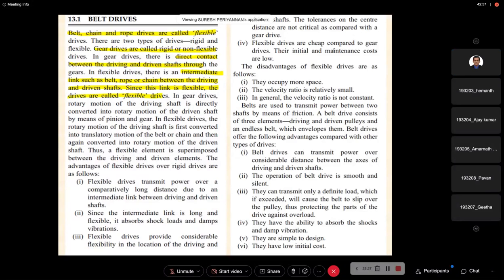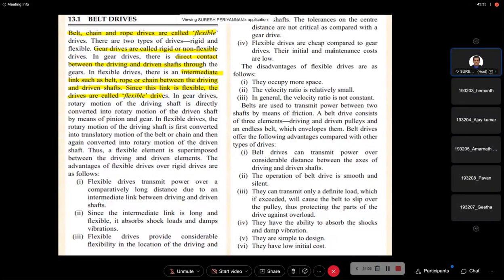Okay. Now I come to this. In a flexible drive, how is the mechanism functioning? First, the driving pulley rotates. The driving pulley's rotation is transformed into linear motion with the help of the belt. That linear motion is further transmitted in the form of rotary motion when the belt is connected with the driven pulley. Got it? That is what we are saying here.